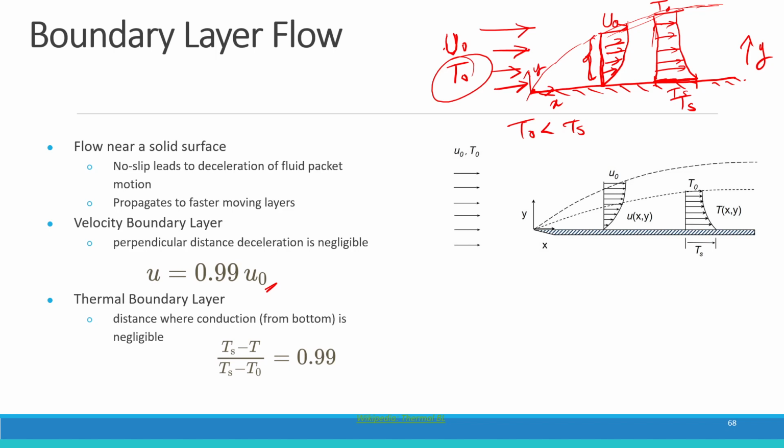And there are these assumptions, whereby we say that the no slip condition leads to the deceleration of the fluid's motion. Basically at the surface the velocity will be zero. Similarly, at this surface there will be conduction, and over here there will be convection. That is what the no slip condition means. At the boundary the velocity will be zero, then eventually it will propagate to the faster moving layers. That is, the velocity will keep on increasing as you move away from the surface.